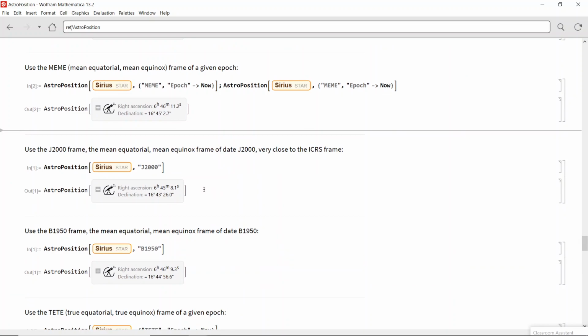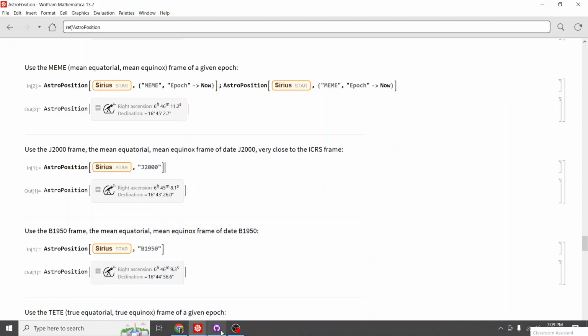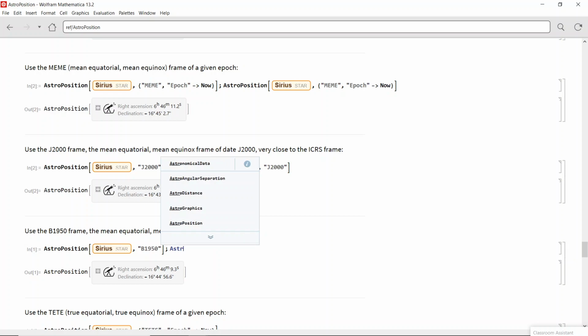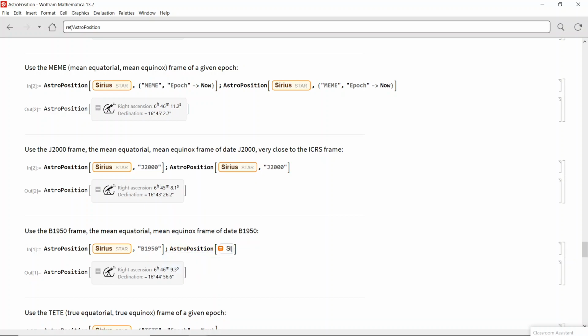Use the J2000 frame, the mean equatorial, mean equinox frame of date J2000, very close to the ICRS frame. AstroPosition Sirius, J2000. Use the B1950 frame, the mean equatorial, mean equinox frame of date B1950. AstroPosition Sirius, B1950.